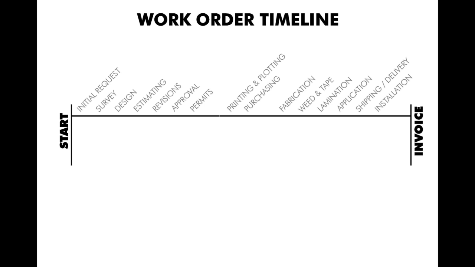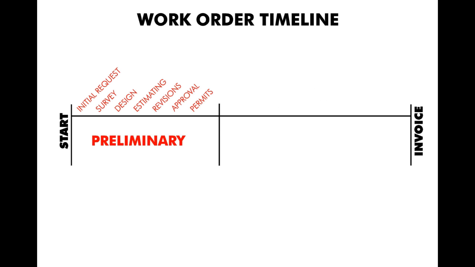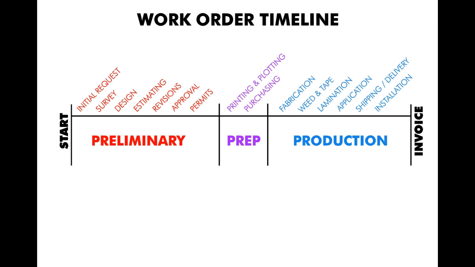Everything before the actual printing or cutting of materials takes place is called preliminary. When an order is approved and printing can begin, the order is moved to prep. Once all of the printing and plotting is complete and all of the materials are ordered, the order can be moved into the final active stage called production. When an order is completed, the final status is invoice.